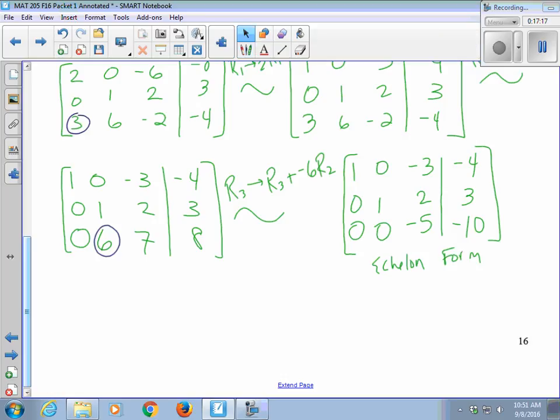But we're going to keep going and put this into row reduced echelon form, which you start by wanting to have 1s in all of your pivot positions. Okay, I already have a 1 here and here. I would like this to be a 1. What could I do? Divide by negative 5. Yeah, multiply by negative 1/5. Same thing. Scale row 3.